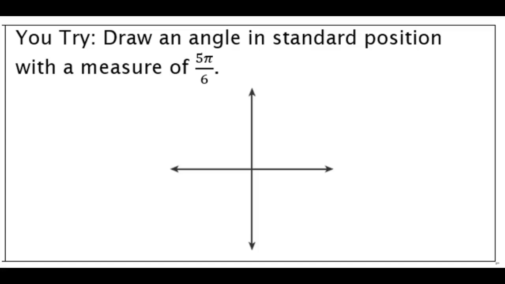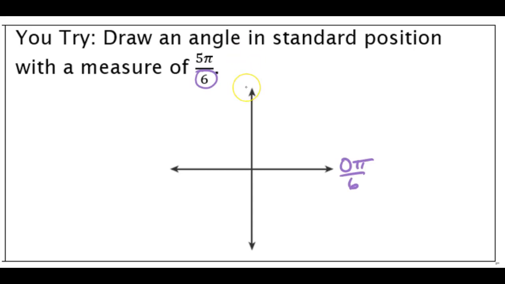The first thing I need to do in order to draw this angle in standard position, because it's in radians, is I want to go through and mark each of those angles on the axes. I want to label what they are in radians, but I'm not going to use my normal radian measurements. What I'm going to do is I want everything to have a denominator of 6 because that's what my problem has. So 0 is going to be 0 pi over 6.